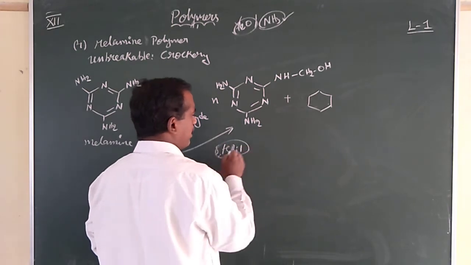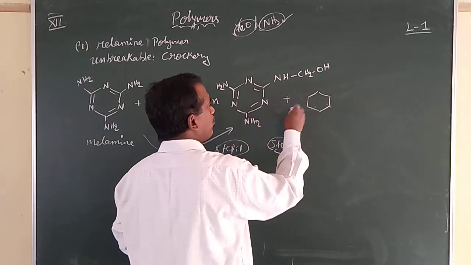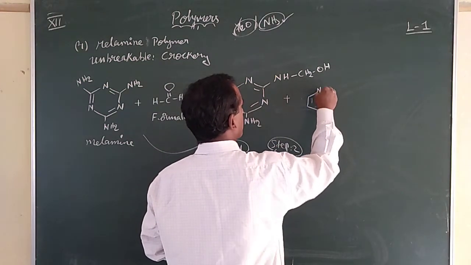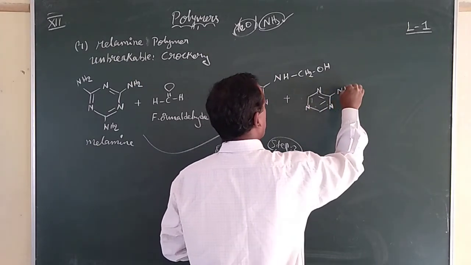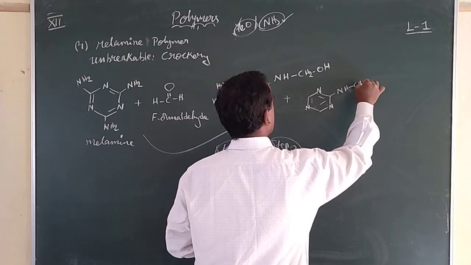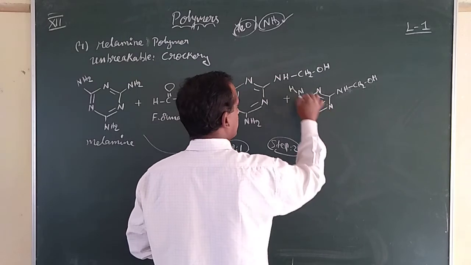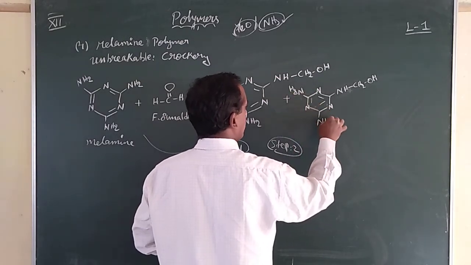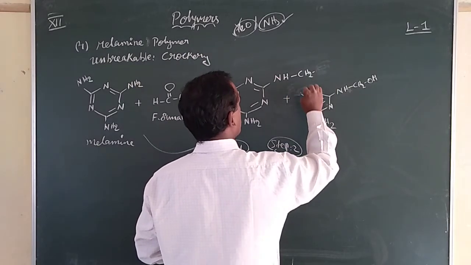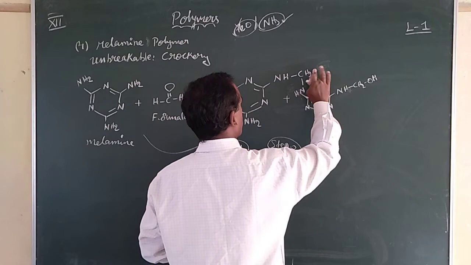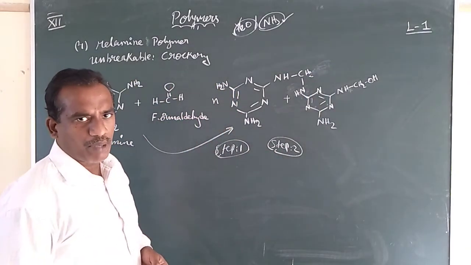Step 1 is completed. I am imagining step 2. From here this is step 2. So this will be combining with another molecule of the same type. NHCH2OH. Here NH2 is there, and here NH2 is there. So the OH will be removed with one of the hydrogens. There will be a bonding, forming the melamine polymer.